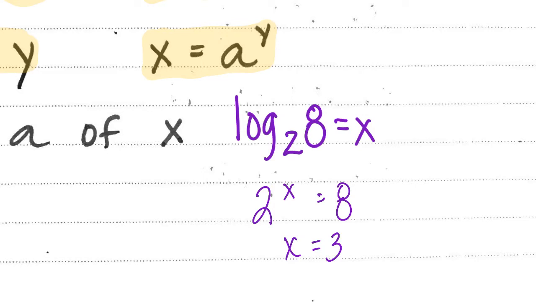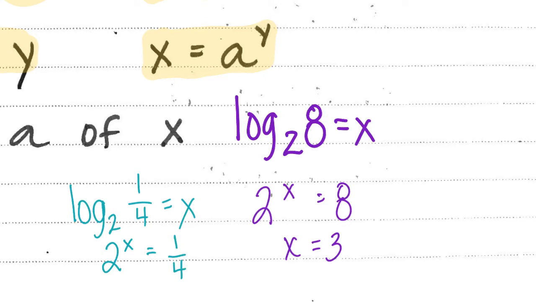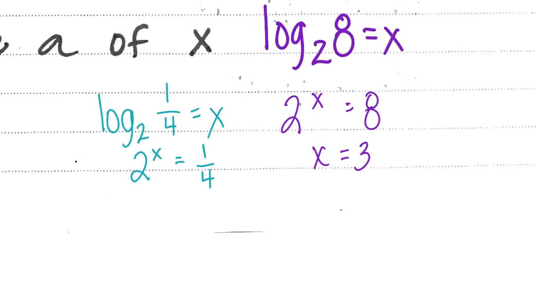What about if we had something like log base 2 of 1/4? And I'm going to put that equal to x. So I know this is saying 2 to what power is 1/4? Well, to get the 4 in the denominator, we go ahead and make it a negative, right? So this is 2 to the negative second power is 1/4. So we know x is equal to -2.